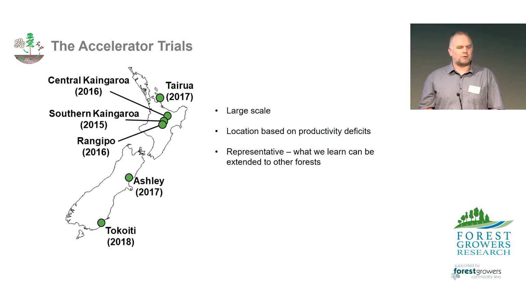They know there's something wrong. There's something out of balance there. But the key thing about these sites is they're also representative. All the effort we can put into these particular sites, we can extrapolate that out into large parts of the estates around that location, but also in other parts of New Zealand as well.